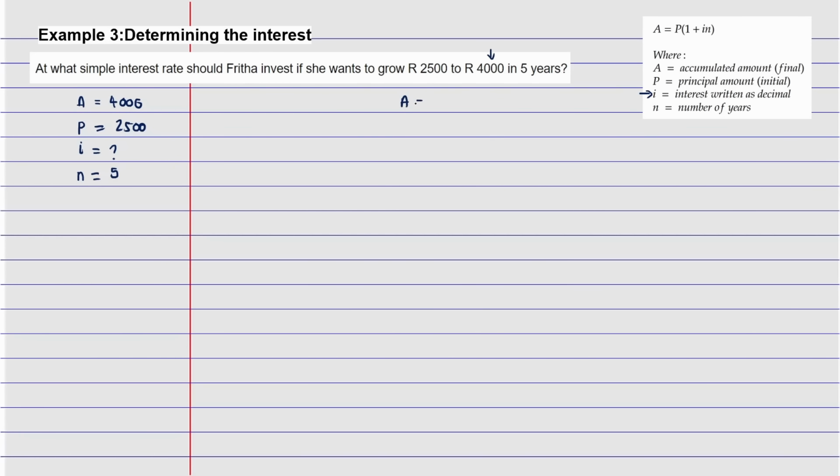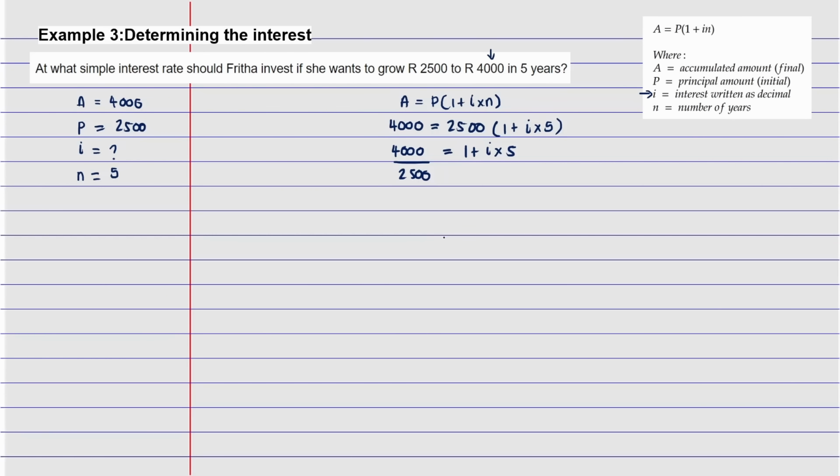So we're going to use our formula. It's going to be like this: A equals P, 1 plus I multiplied by N. So now we're going to substitute everything we have. So it's going to be 4,000 equals 2,500, open bracket, 1 plus our interest, the one that we want, multiplied by 5, which is the number of years. So now we're going to make I the subject. So it's going to be 4,000 divided by 2,500, which is going to equal 1 plus I multiplied by 5.